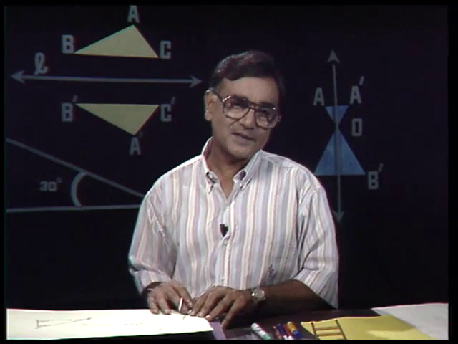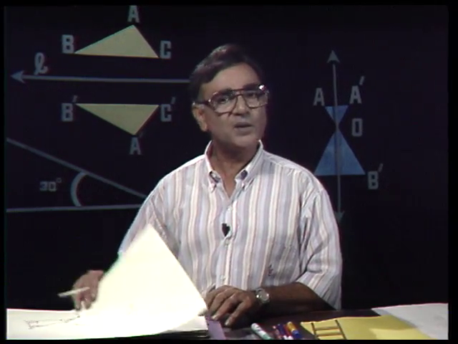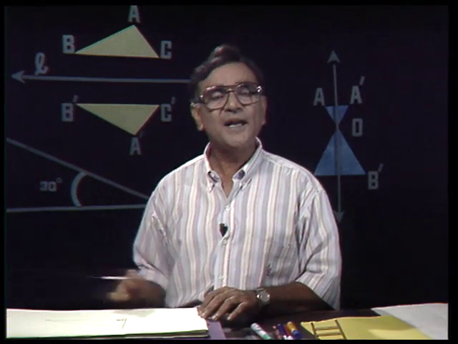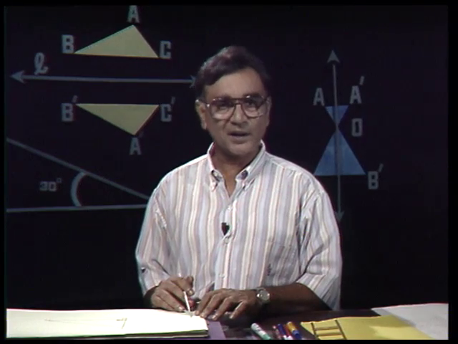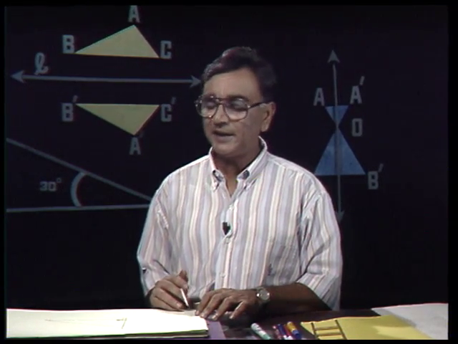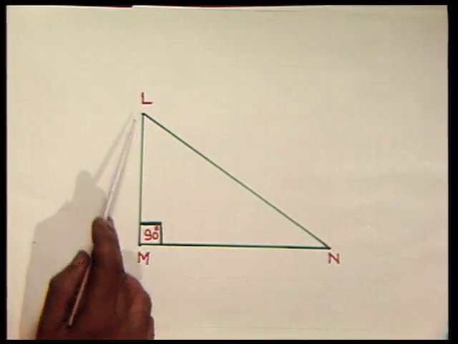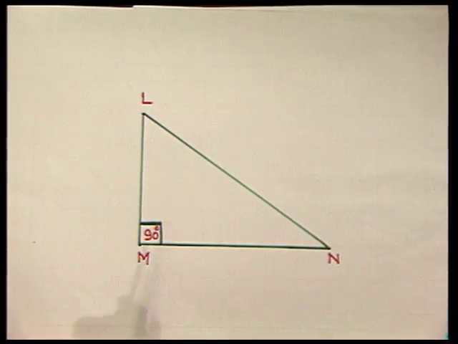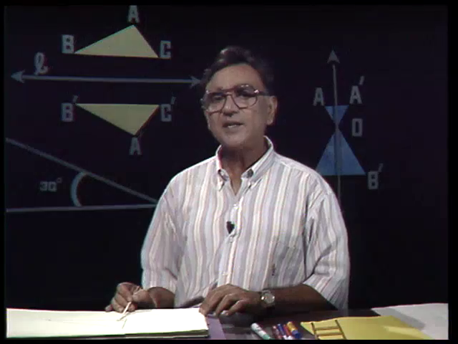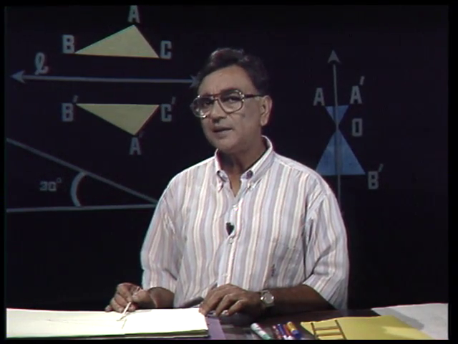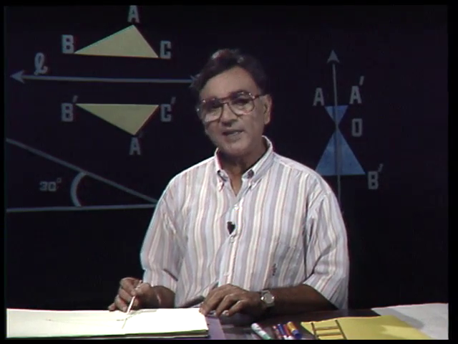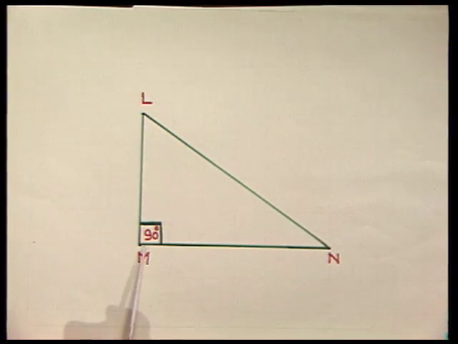Now, besides this, can we think of a triangle where one angle is 90 degrees? Yes, of course, we can think of a triangle with one angle as 90 degrees. So, here is a triangle LMN, and this angle here is 90 degrees. This triangle is called a right angled triangle, and in this one, this triangle is right angled at M.